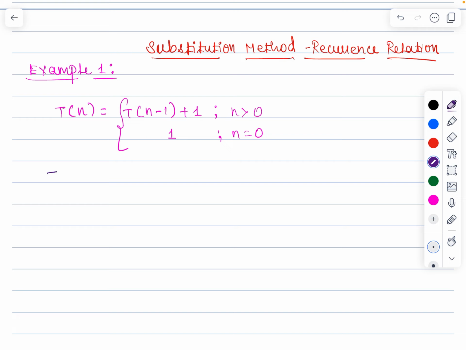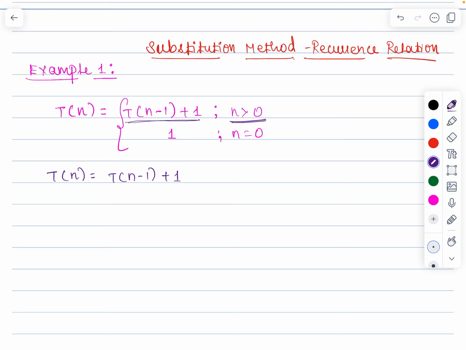The given recurrence relation here is T(n) = T(n-1) + 1. The condition here is when n is greater than 0. When n is equal to 0, which is the base case, the complexity is going to be 1, some constant time. It can be any constant value; here the 1 is given. That is the base case. When n is greater than 0, this equation is applied.